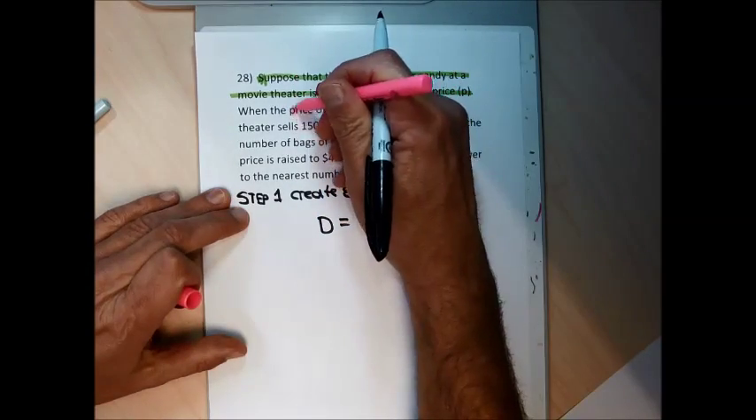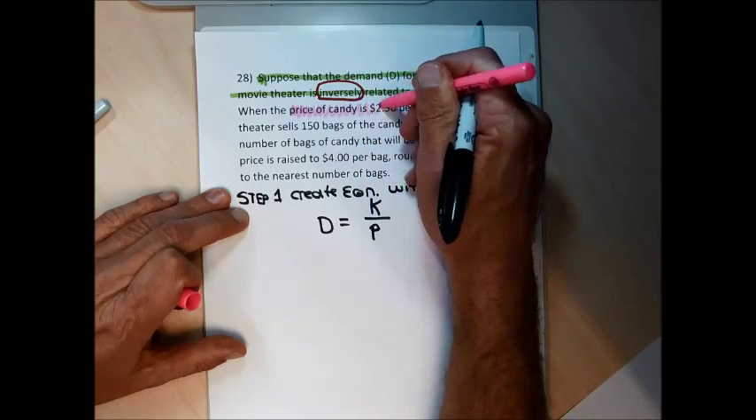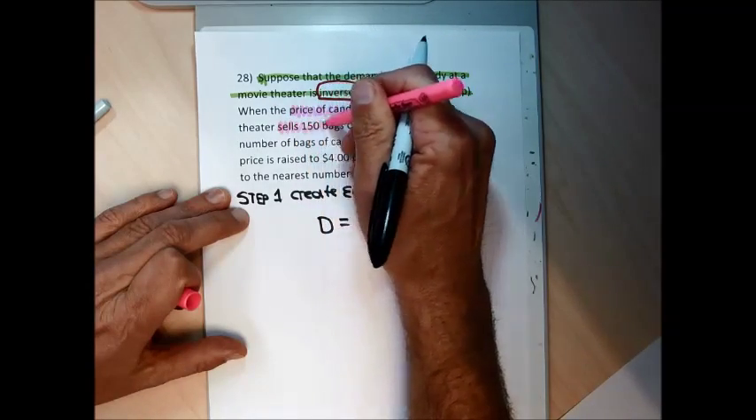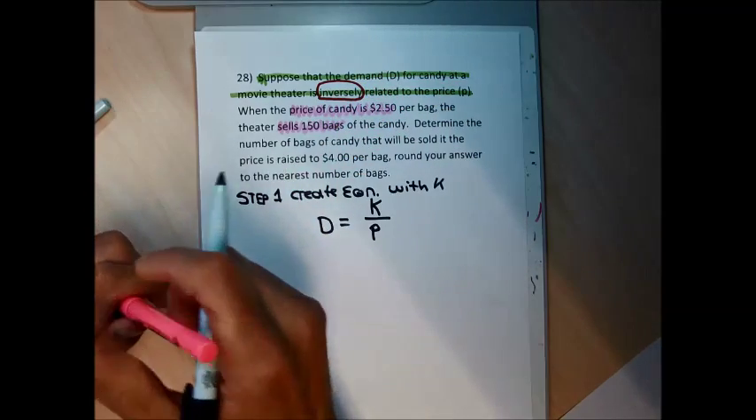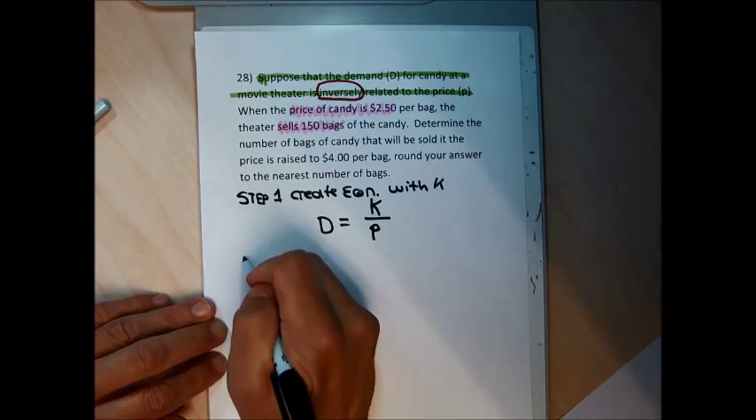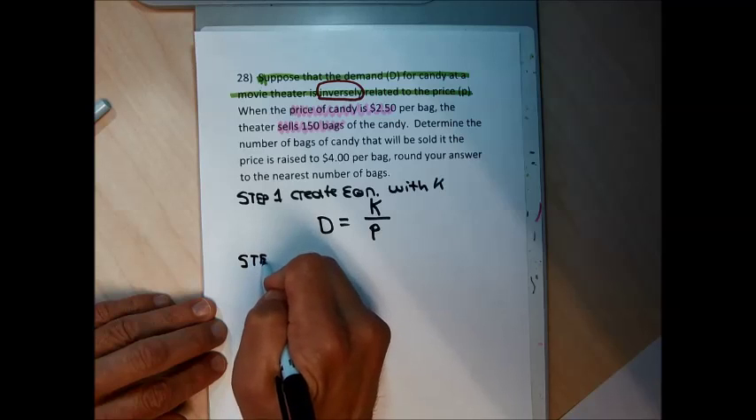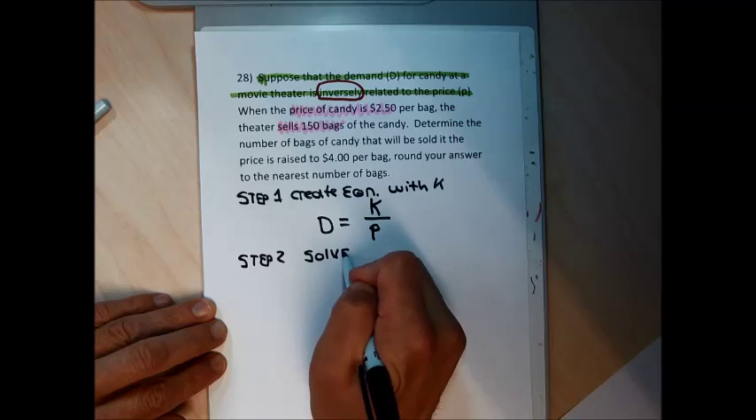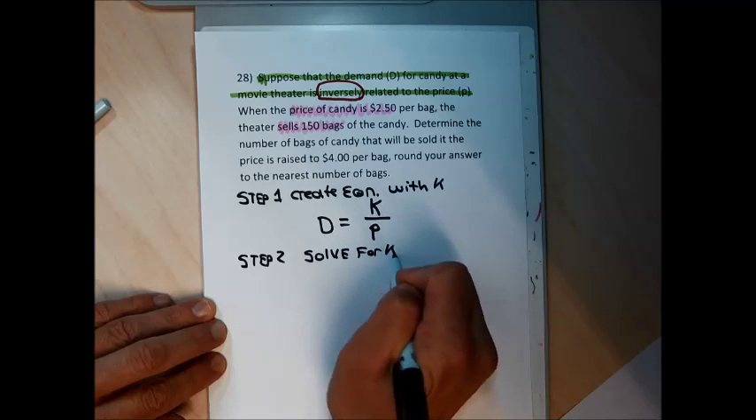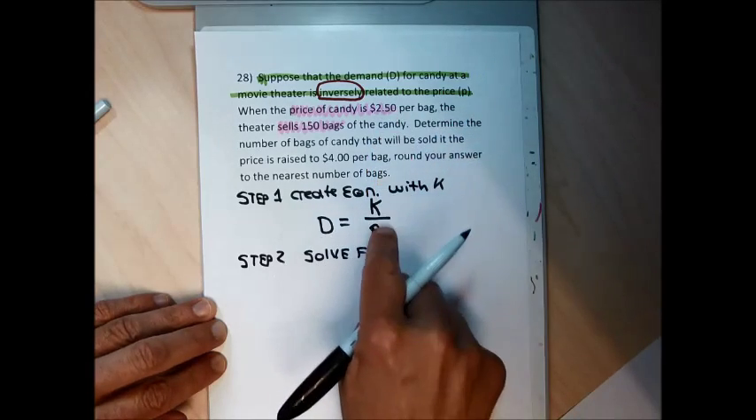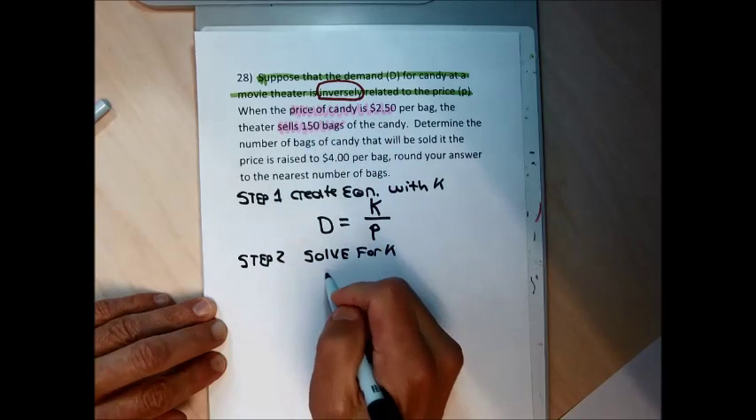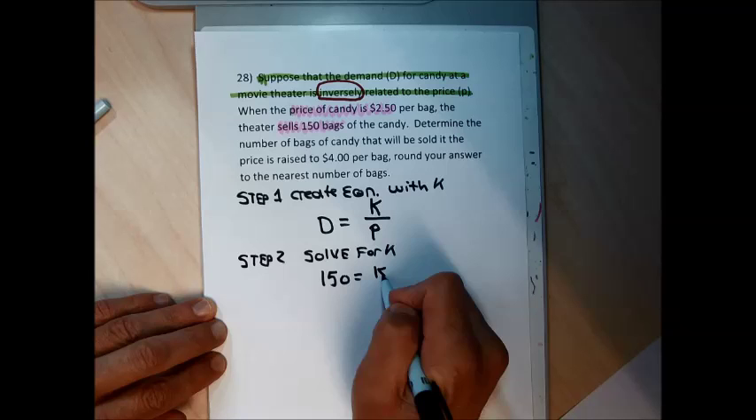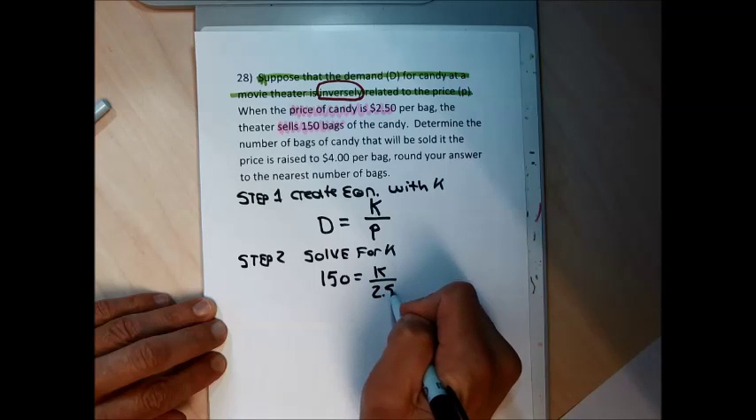Step 2 says when the price of candy is $2.50 per bag, the theater sells 150 bags of candy. I need to take those two numbers and plug them into the right letters in the formula to solve for k. Specifically, I'm going to put $2.50 in for the price and 150 in for the number of bags of candy. So we get 150 equals k over 2.50.